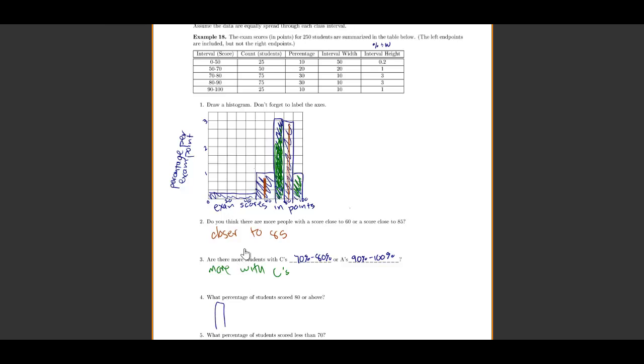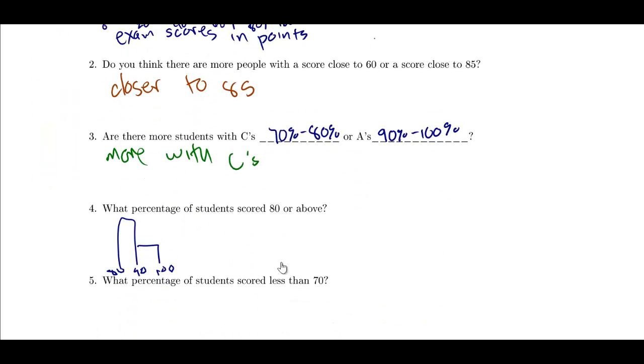So from 80 to 90, and then 90 to 100. And the 80 to 90 piece had a height of 3, and the 90 to 100 piece had a height of 1. Now remember, the percentage is just related to the area, and area equals width times height. So if I can just figure out the area of each one of those rectangles, I can add them up.